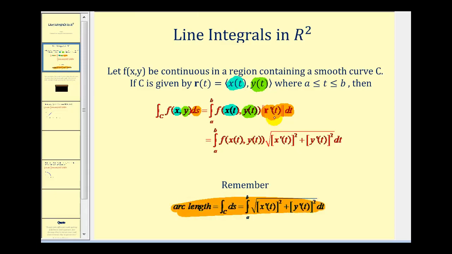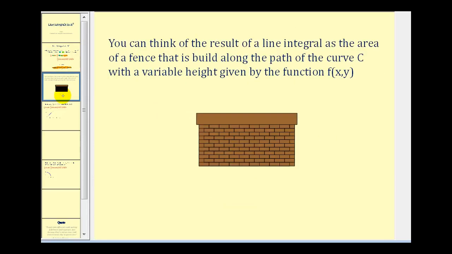And of course we can rewrite the magnitude of r prime of t as the square root of x prime of t squared plus y prime of t squared. So you can think of the result of a line integral as the area of a fence that is built along the path of a curve in the xy plane with a variable height given by the function f of xy. So it's not like this fence we have here that's straight and has a fixed height. It would be a fence that takes a path of a curve, and the height of that fence would vary based upon the function f of xy.